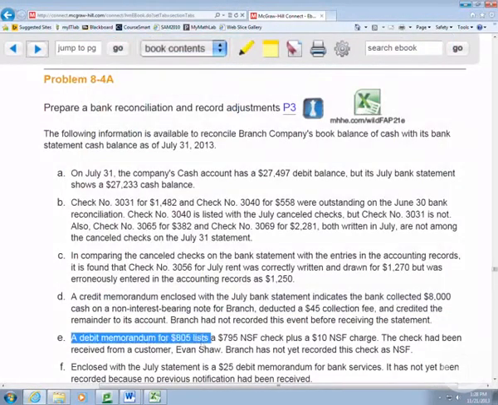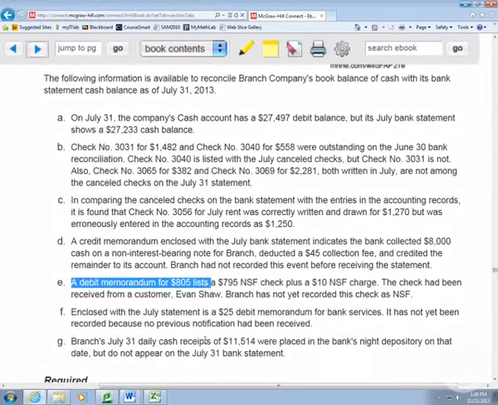Letter E. It starts with a debit memorandum for 805 that lists a $795 non-sufficient check plus a $10 non-sufficient fund charge. So basically what we find out is one of the checks that we deposited for $795 is no good. It's not only no good, now the bank charges how much? $10.